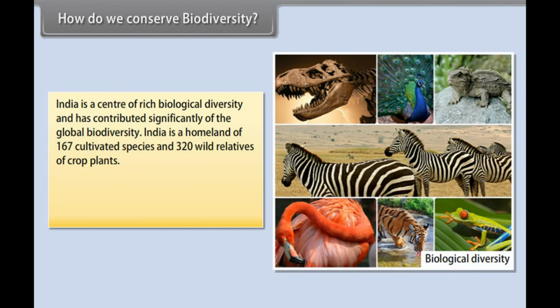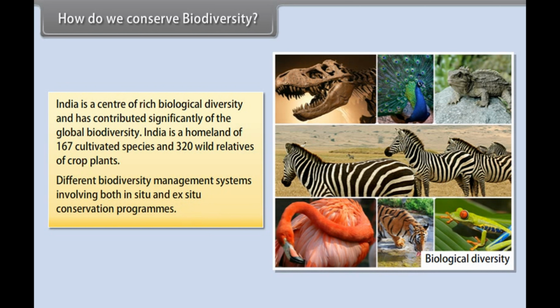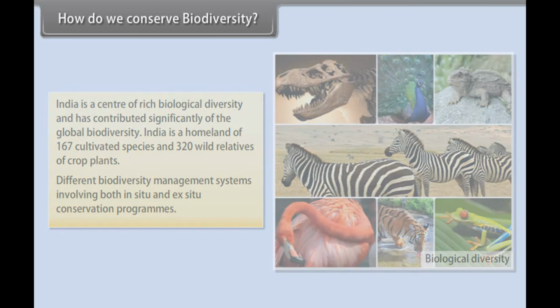India is a center of rich biological diversity and has contributed significantly to the global biodiversity. India is a homeland of 167 cultivated species and 320 wild relatives of crop plants. There are different biodiversity management systems involving both in situ and ex situ conservation programs.